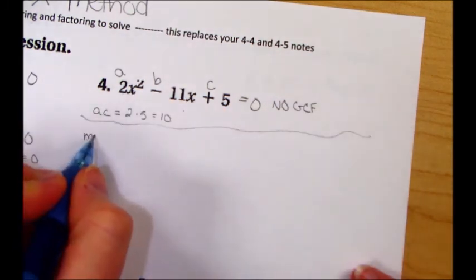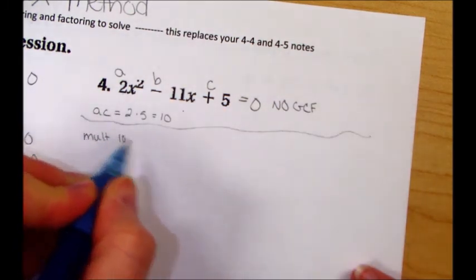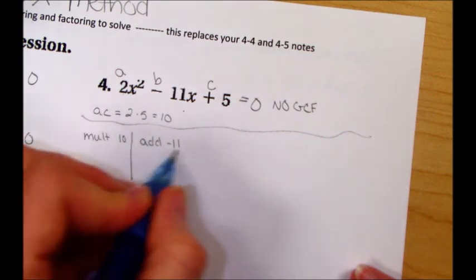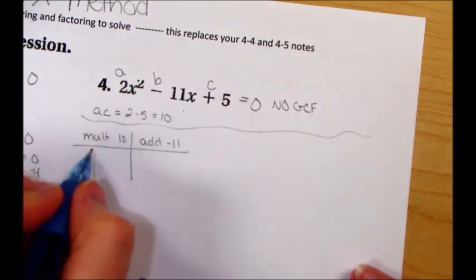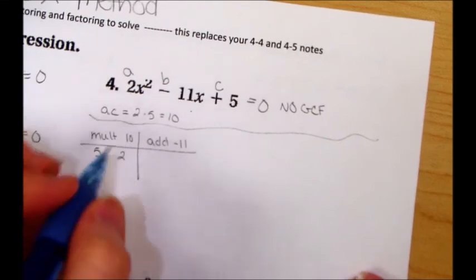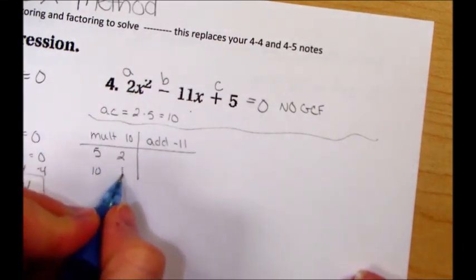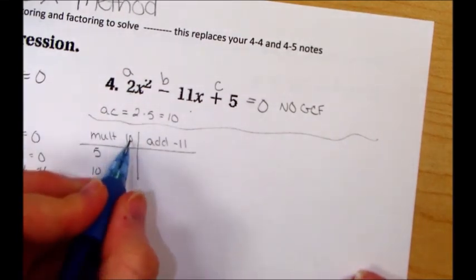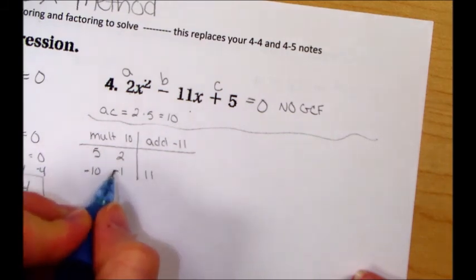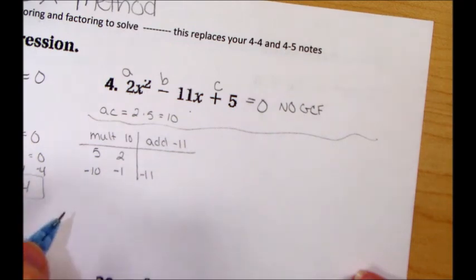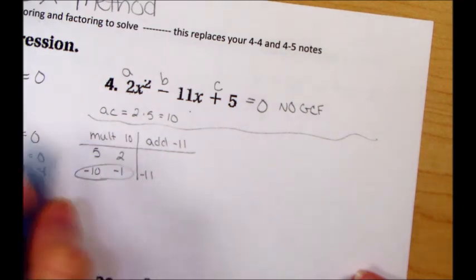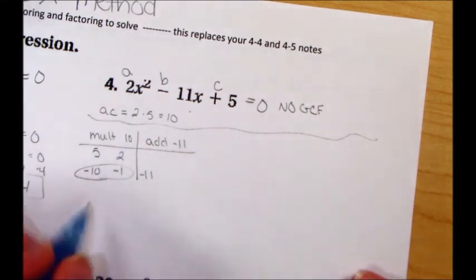I need to find two numbers that multiply to that 10, but add to that middle number of negative 11. A lot of kids might think, well, 2 and 5, but that doesn't make 11, does it? The answer is 10 and 1. Now granted, 10 times 1 is 10, but it's positive 11 when you add. So you just need to make them both negative in order to get your negative 11 and your positive 10. These are your two answers. Move to your box.